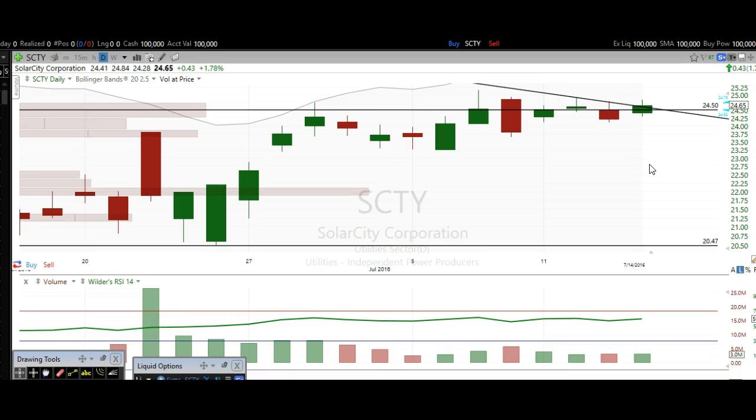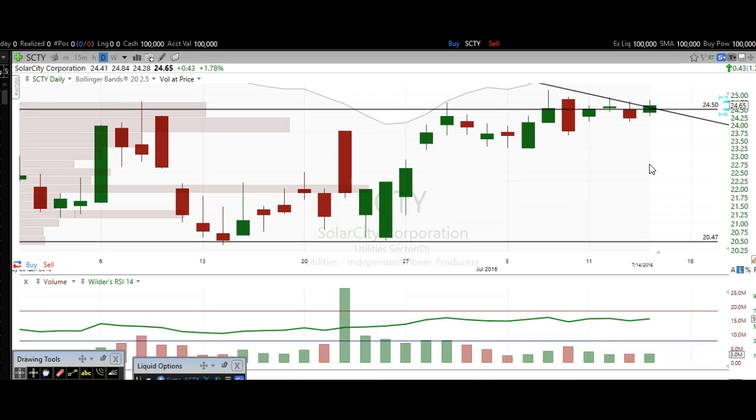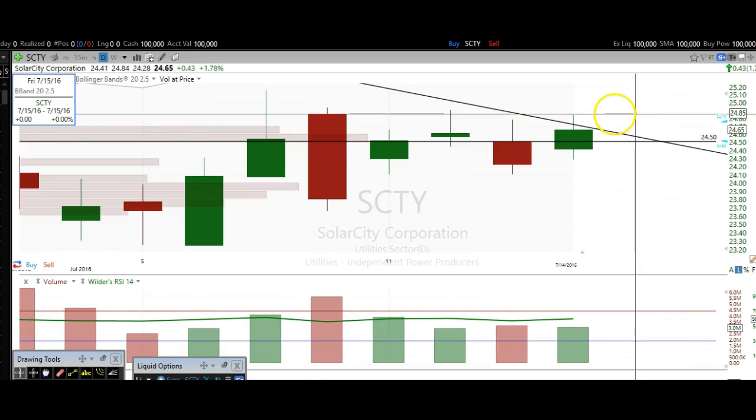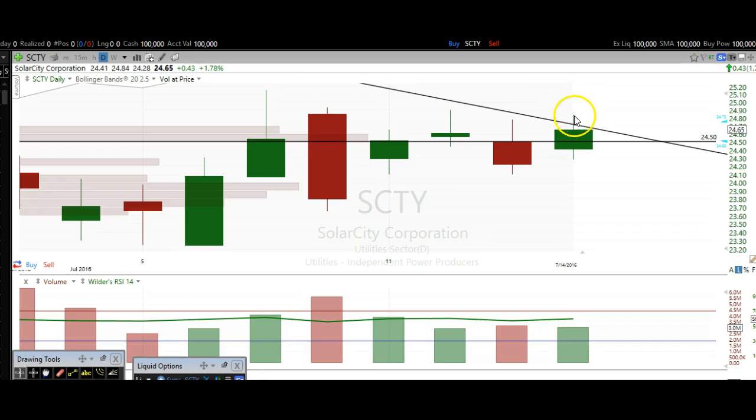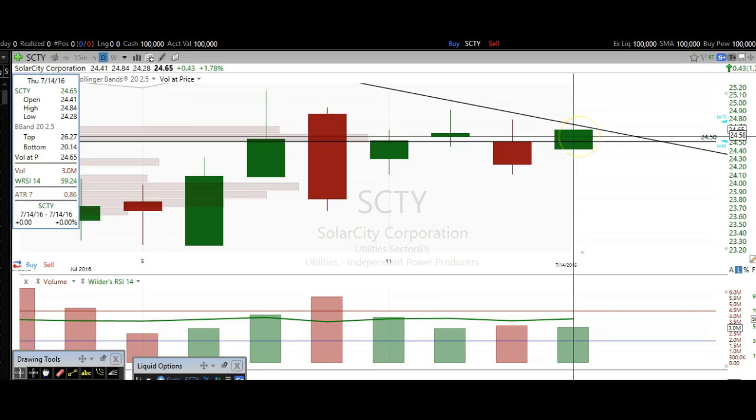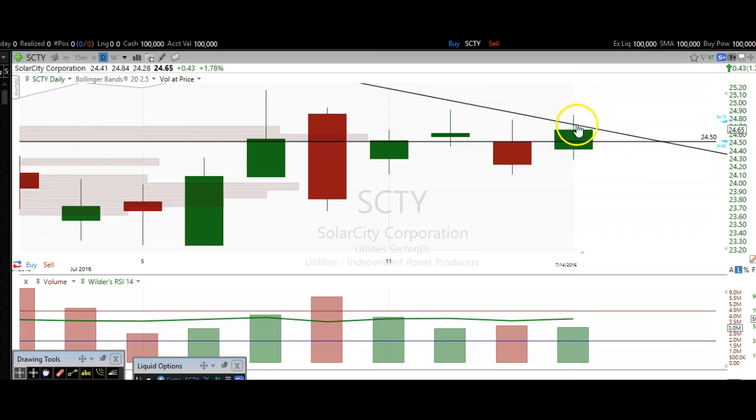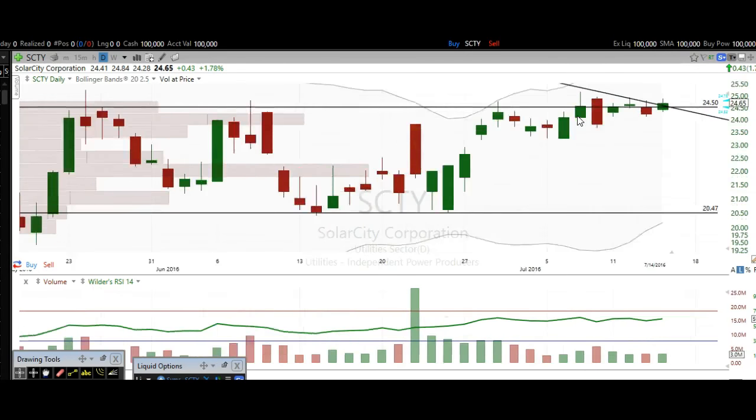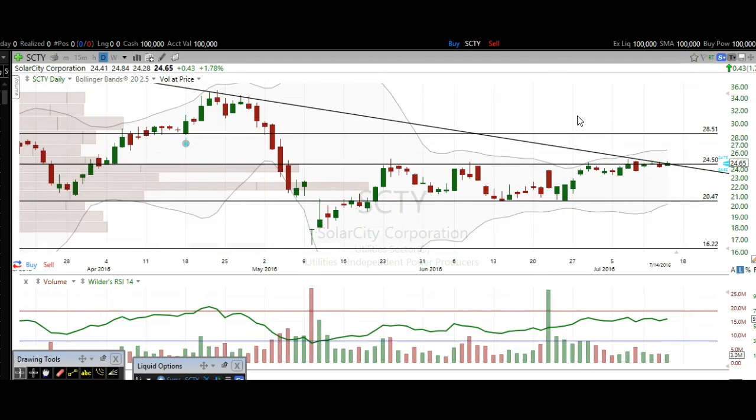And to me, that doesn't really quite cut it. I want to see a significant break over the downtrend line. And when I say break, I mean a close. So the end of the day needs to close above that trend line. So if we get another higher close, maybe above these highs of today, about 24.85 is the high of this candle right here. If we close over that, most likely we're going to see a breakout on Solar City.